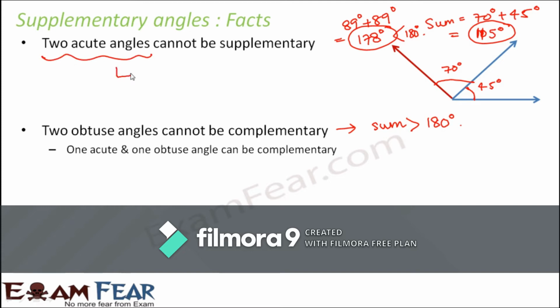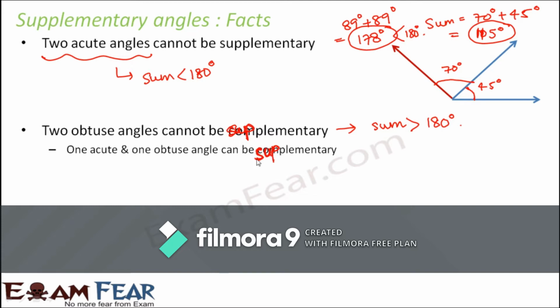With two acute angles, the sum is less than 180 degrees. So because of these, neither two acute angles nor two obtuse angles can be supplementary. So this should be supplementary. However, one acute and one obtuse angle can definitely be supplementary. So this is a typo. So this should be supplementary.